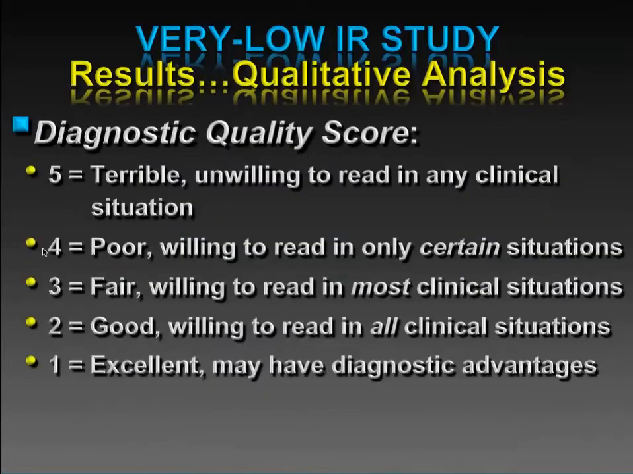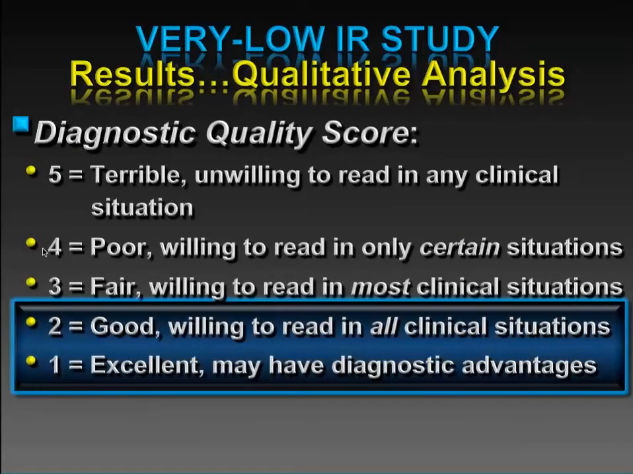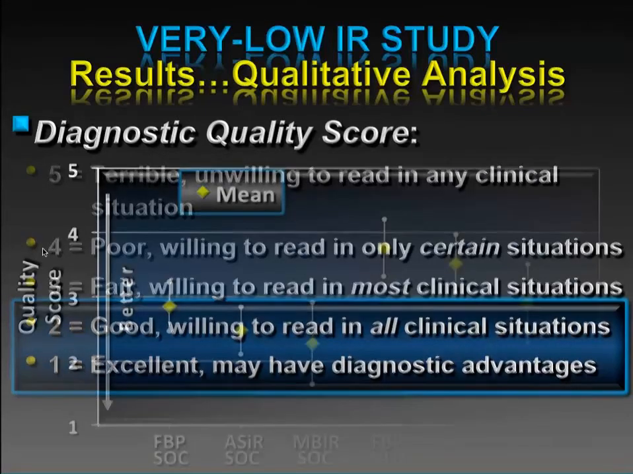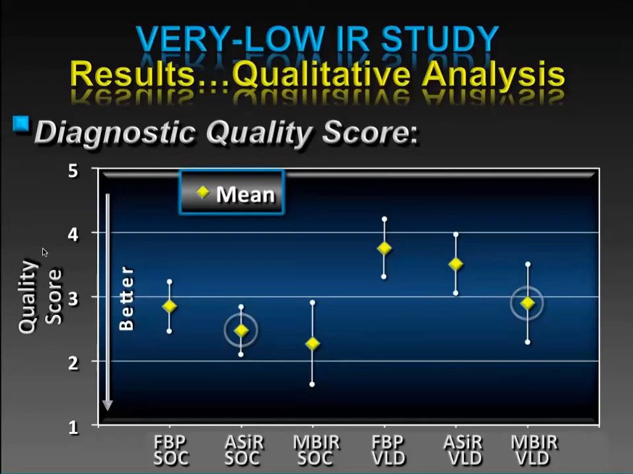And then the last question we asked is, what about overall diagnostic quality score? 1 and 2 were either good, willing to read in all situations, or may actually have diagnostic advantages. 3, 4, and 5 were actually fair, poor, or terrible. And the data looks like this. Again, the lower the score, the better.